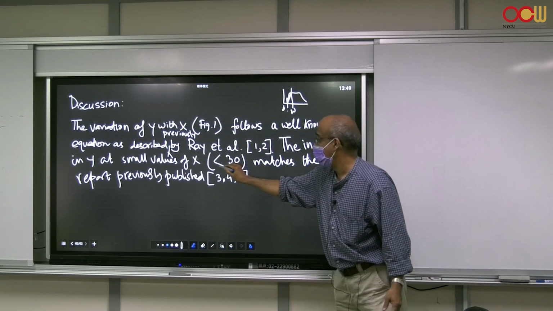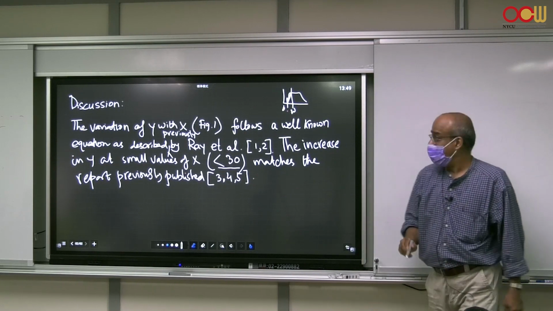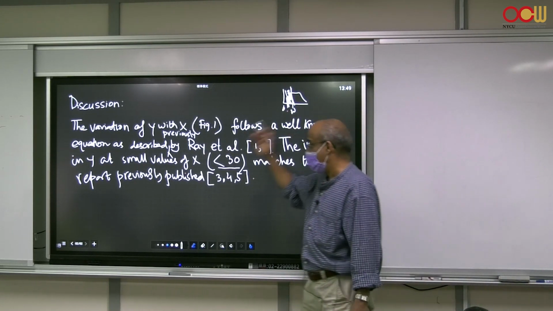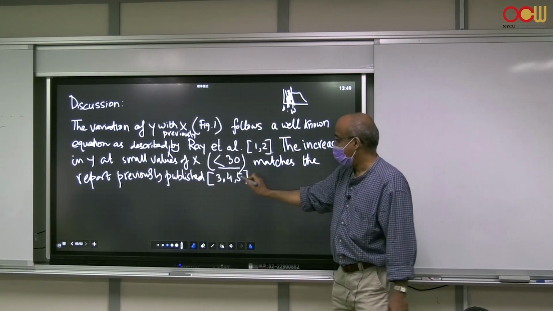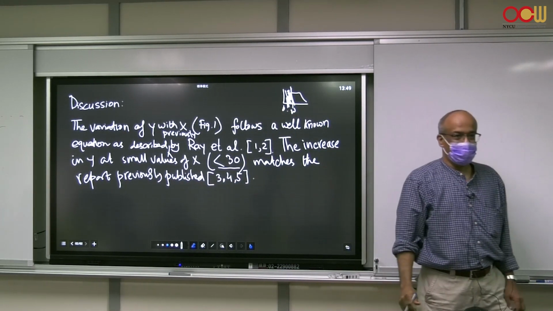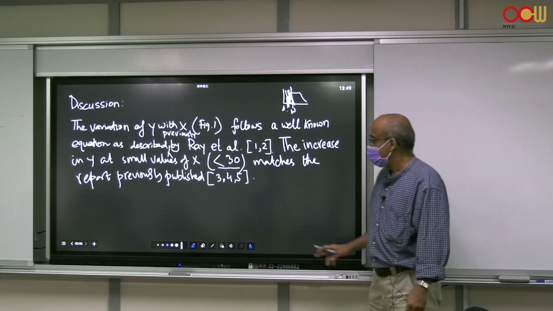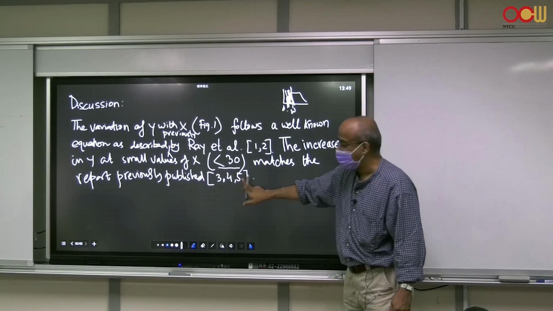So I explain. For x less than 30, that means in this range, matches the report previously published, and I give the references. Okay? Reference 3, 4, 5. Now, I intentionally made a mistake here.